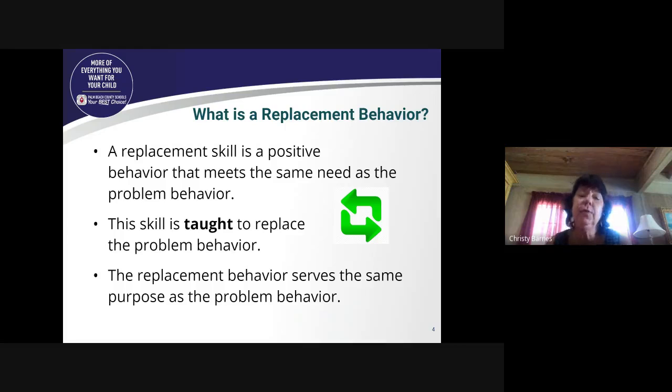So what is a replacement behavior? A replacement skill is a positive behavior that meets the same need as that problem behavior. The skill is taught to replace the problem behavior. We need to teach the child what to do in order to get the same response. And the replacement behavior serves the same purpose as the problem behavior. And you're going to learn how to do that today.